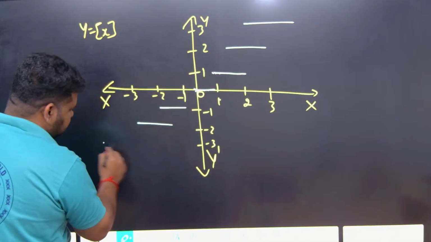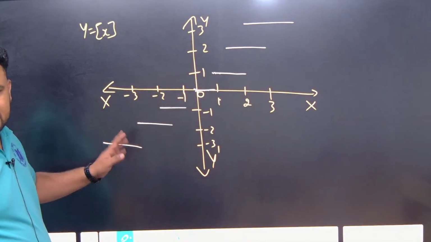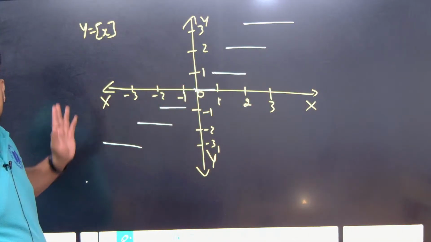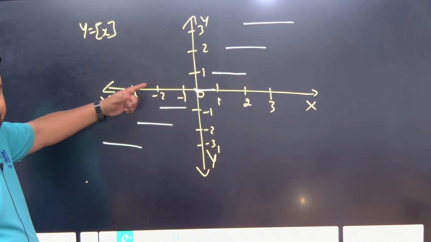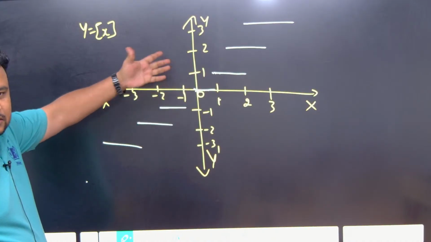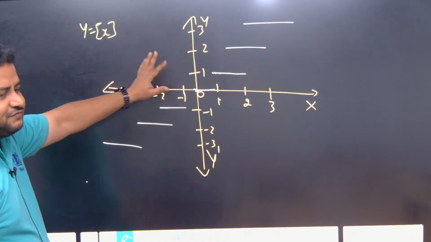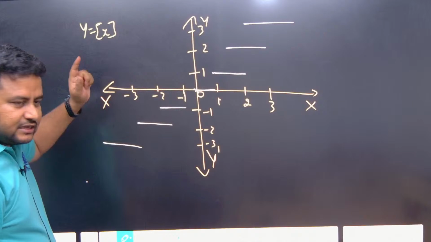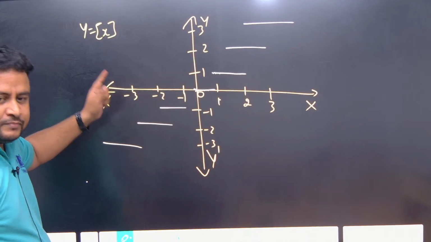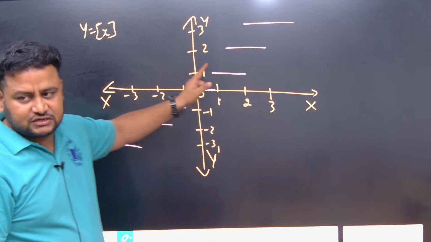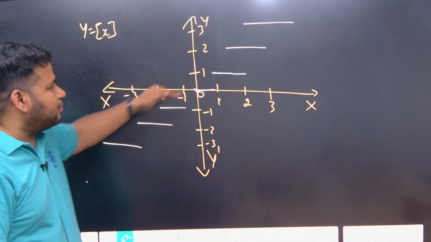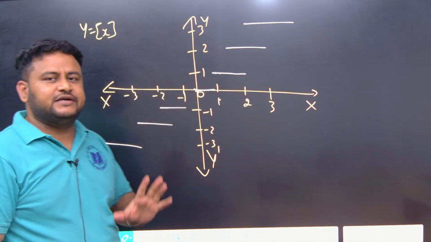Steps. So this is like a staircase. That is why it is called a step function. If you get a graph like this, you should identify that this is a step function. So the graph of the step function, we got it like this. That is why the greatest integer function is also called the step function, because the graph we are getting is in the form of steps.